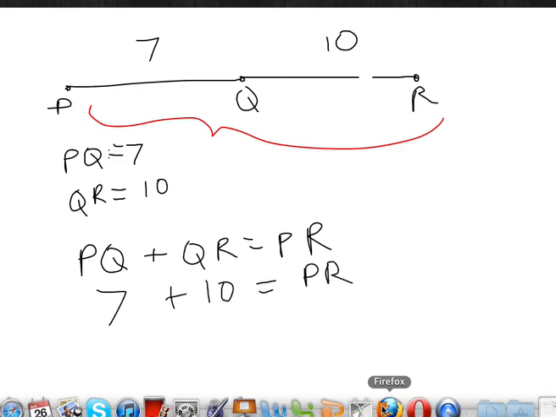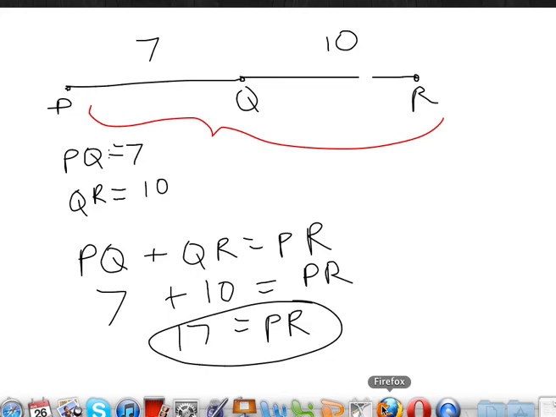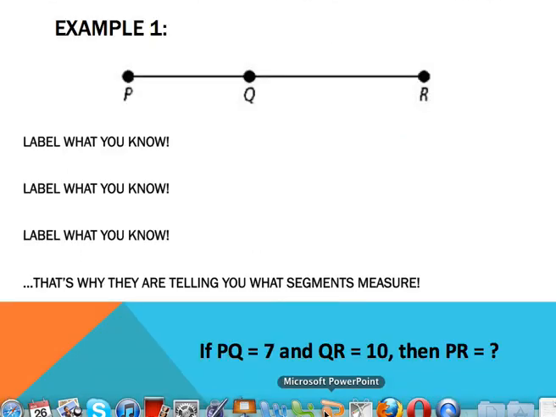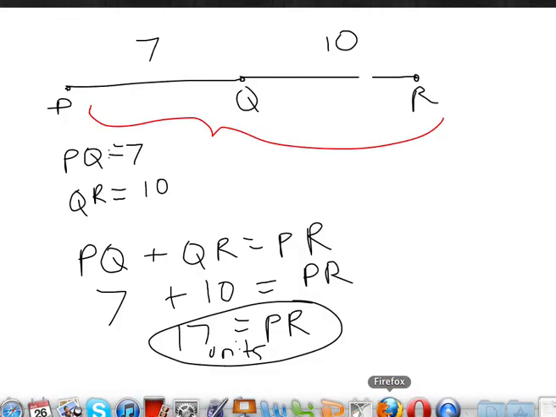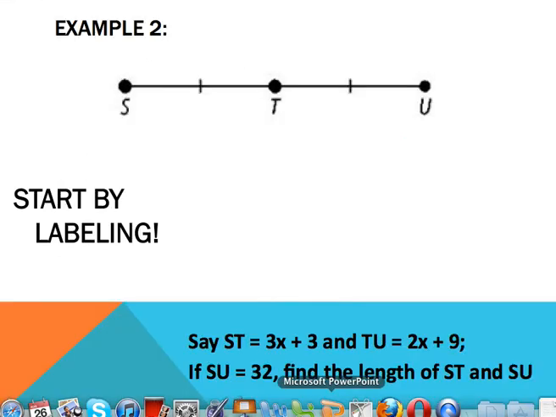When we simplify the left side of that equation, we get 17 equals PR. And we know that that is going to be our answer. So PR is 17 units. Oh, and you want to make sure you label this example 2. All right. And then this is actually going to be example 3, so don't pay attention to that slide. We're going to label it example 3.